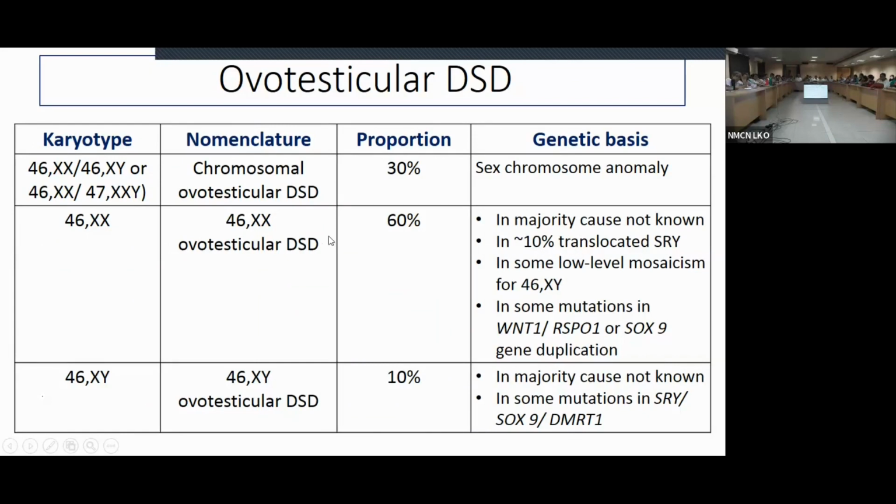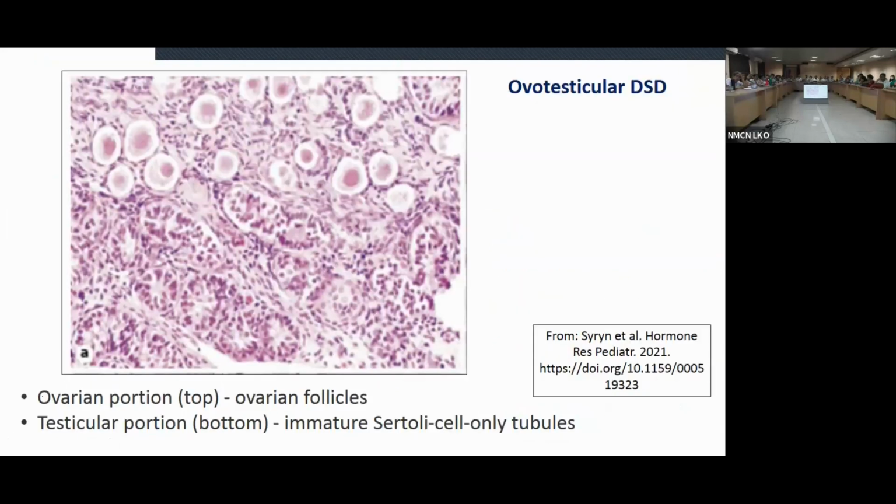About 10% of them, in spite of having 46XX, they actually could have an SRY. And then some of them could even have mutations in the genes which are involved in the embryo determination pathway. Likewise, about 10% of them could have a normal 46XY karyotype and still have ovotesticular DSD. Again, in the majority of such cases, the cause remains unknown, but in some, you may have mutations in the SRY, SOX9 or DMRT1 and other genes involved in the pathway.